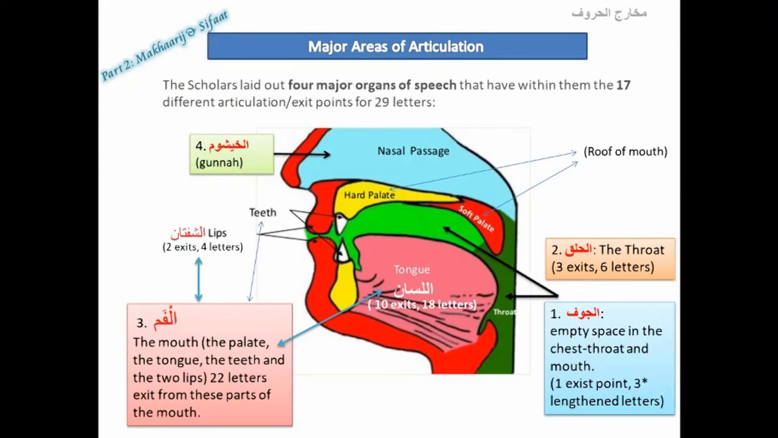Bismillah. Major areas of articulation. The scholars laid out 4 major organs of speech that have within them the 17 different articulation points, or you can call them exit points, for the 29 letters of the Arabic alphabet.